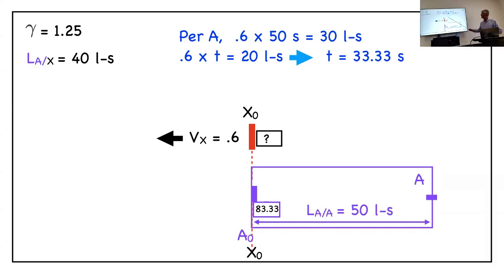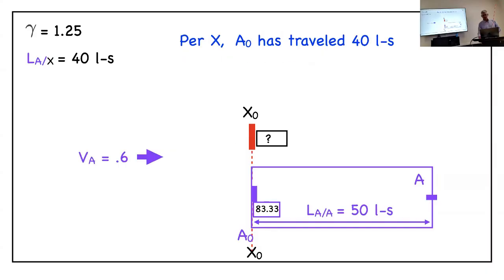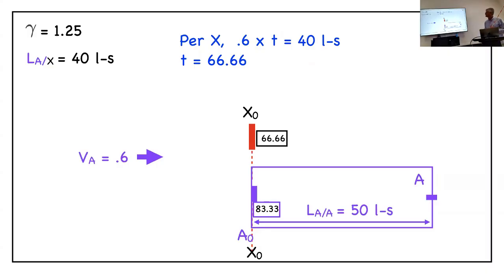Okay, now we ask the question, what would X naught say? That's very simple. X naught says 66.66. Why? Because per X, it's very simple. Remember, the distance traveled according to X is 40 light seconds, because from here to here, according to X, is only 40 light seconds. Well, 0.6 times T has to be such that 0.6 times T equals 40. T will be 66.66.